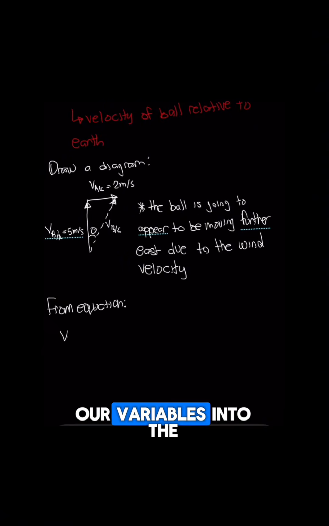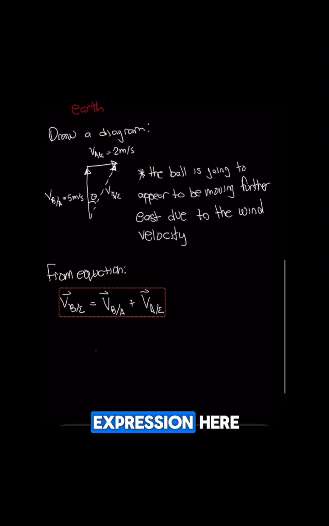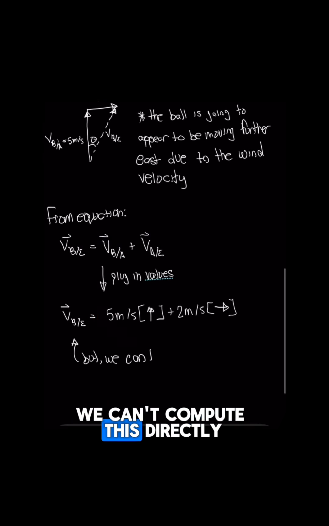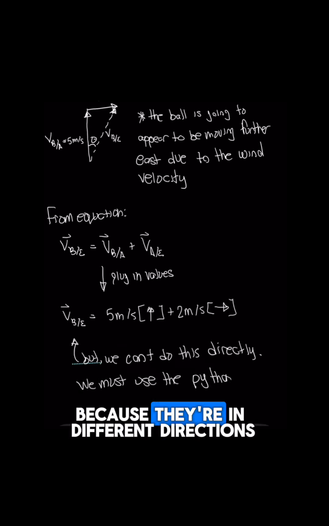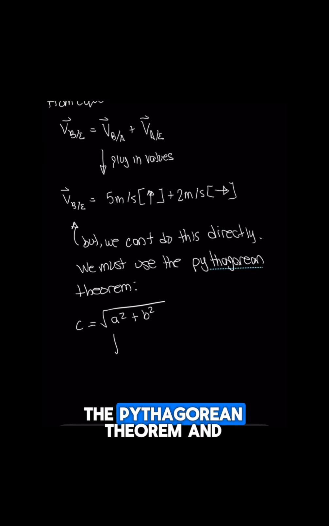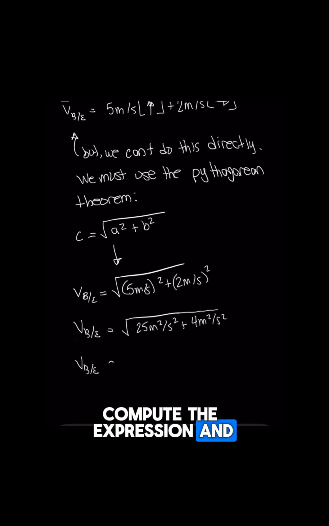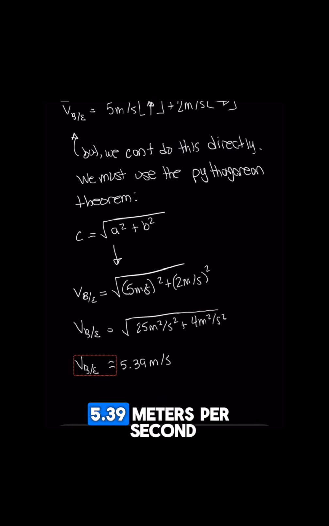Now we can apply our variables into the relative motion equation, and we get this expression here. Plug in our values for the variables, and we get this expression. We can't compute this directly. We must use the Pythagorean theorem because they're in different directions. So if we apply the Pythagorean theorem and plug in our values, we get this here. Compute the expression, and we get this for the final answer, 5.39 meters per second.